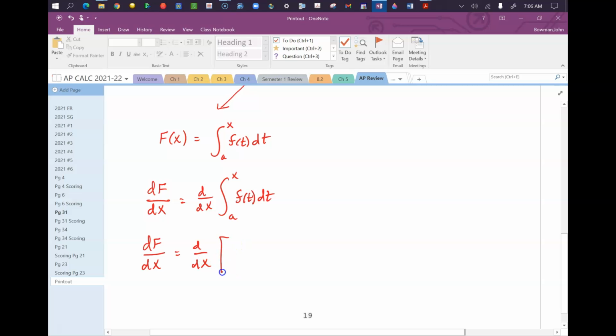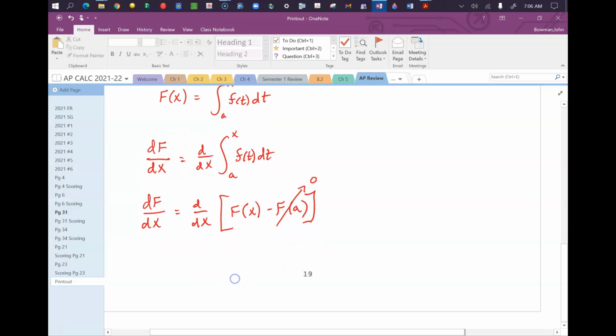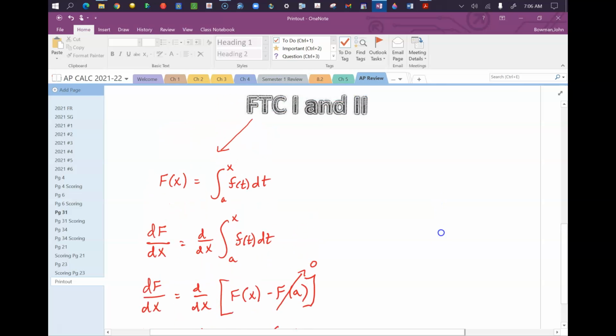Here's where we're going to invoke the second part, the evaluation part, of big F at x minus big F at a. And the derivative of F of a is just a value, so its derivative is going to be 0, and dF/dx, d/dx of capital F of x, is equal to lowercase f of x. So it relates the integral and its antiderivative.